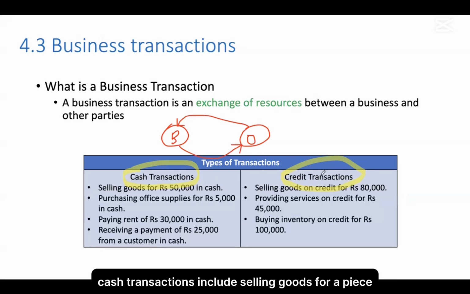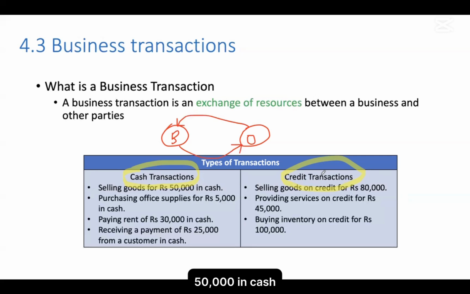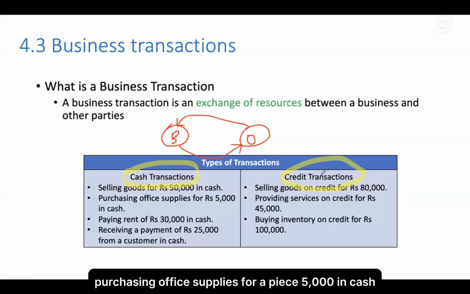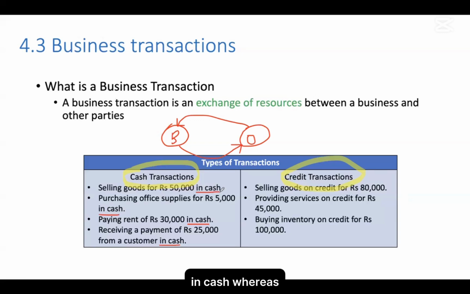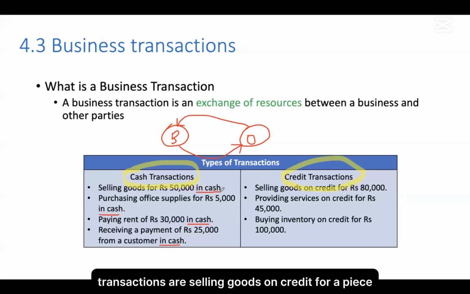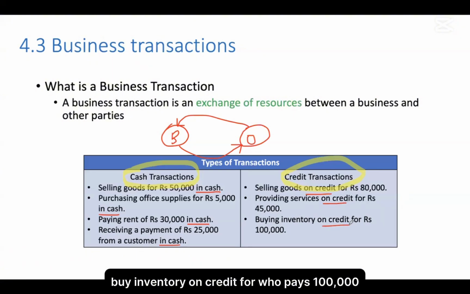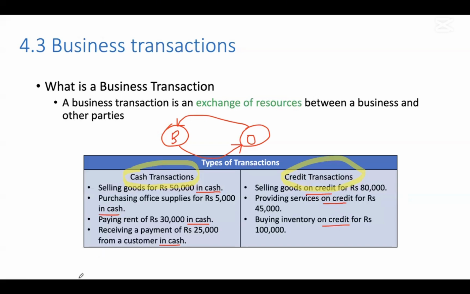So cash transactions include selling goods for rupees 50,000 in cash, purchasing office supplies for rupees 5,000 in cash, paying rent of rupees 30,000 in cash, receiving payment of rupees 25,000 from a customer in cash. In all these cases you can see it is in cash. Whereas credit transactions are selling goods on credit for rupees 80,000, providing services on credit for rupees 45,000, buying inventory on credit for rupees 100,000. You can see all the time you have a credit term.